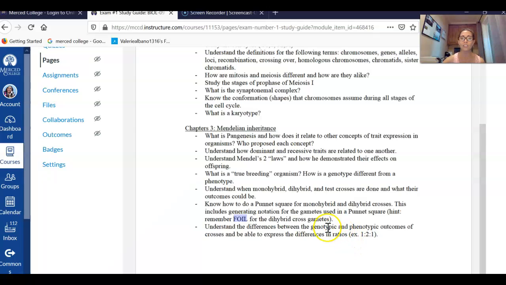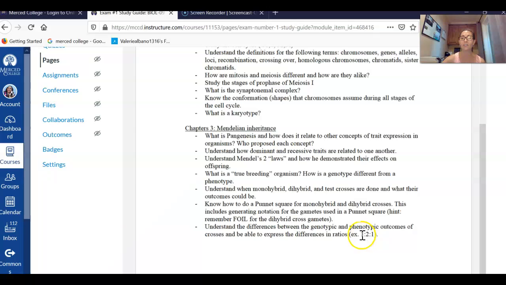And then you do need to know the differences between genotypic and phenotypic outcomes. Genotypic is basically the allele combinations. Phenotypic is how the organism looks. So when you're looking, especially in a dihybrid cross, at crossing, let's say, a black mouse with curly hair and a white mouse with straight hair, how many mice are going to be black curly, white straight, black straight, white curly? And kind of how do those mix up? How do those allele sets recombine?